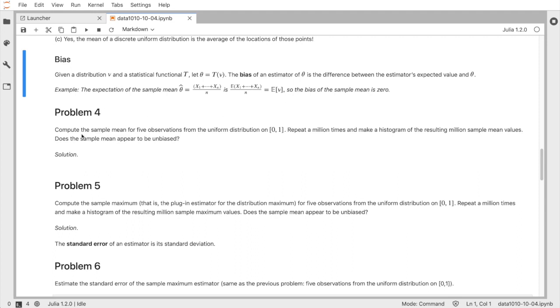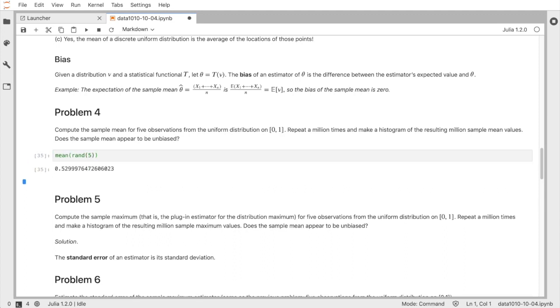So in problem 4, we'll look at this. If we compute the sample mean for 5 observations from the uniform distribution on 0, 1, it's not going to be a particularly good estimator in the sense of giving almost exactly the correct value each time it's run. However, it is going to be unbiased, because the times that it misses low are going to be balanced by the times that it misses high.